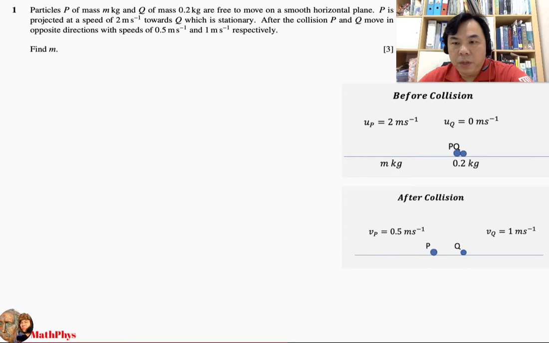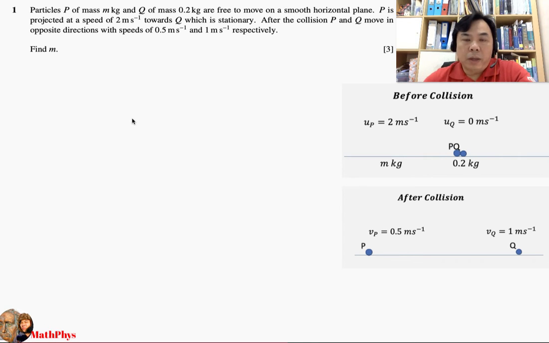You can see that P and Q collide, and after that they move in separate, opposite directions. P moves in the opposite direction with a speed of 0.5, whereby Q moves in the opposite direction to P at a speed of 1 meter per second, respectively. Now let's take a look at how we actually solve this mechanics problem.